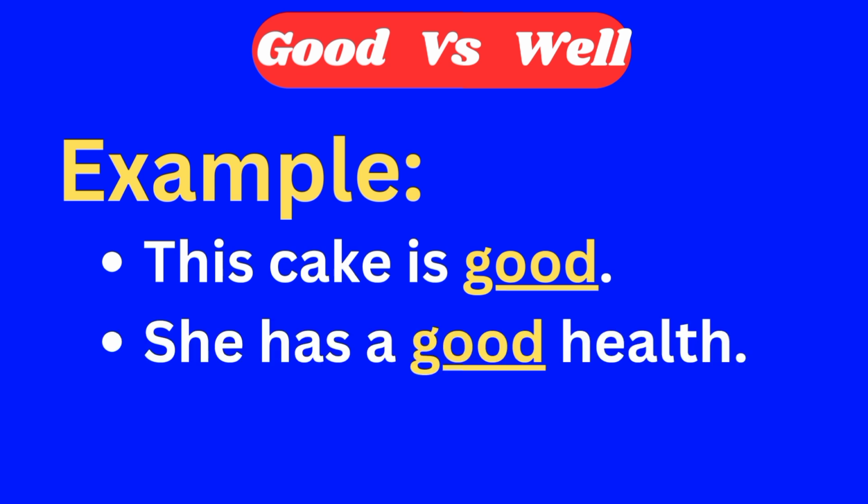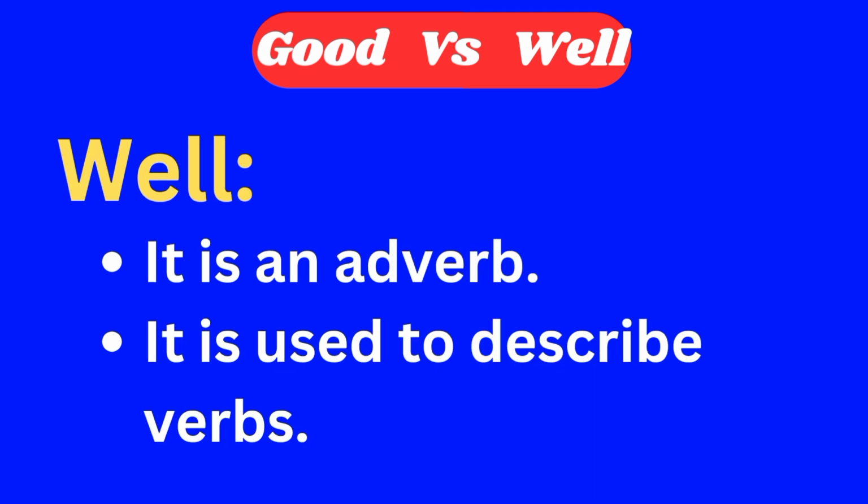Next, she has a good health. In this example, you can also see that good is used to describe a noun which is health. Now well, it is an adverb and it is used to describe verbs.